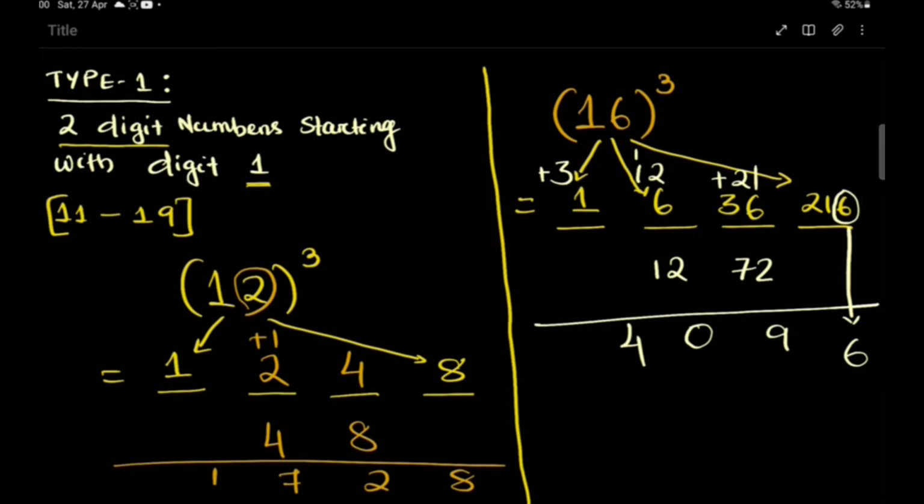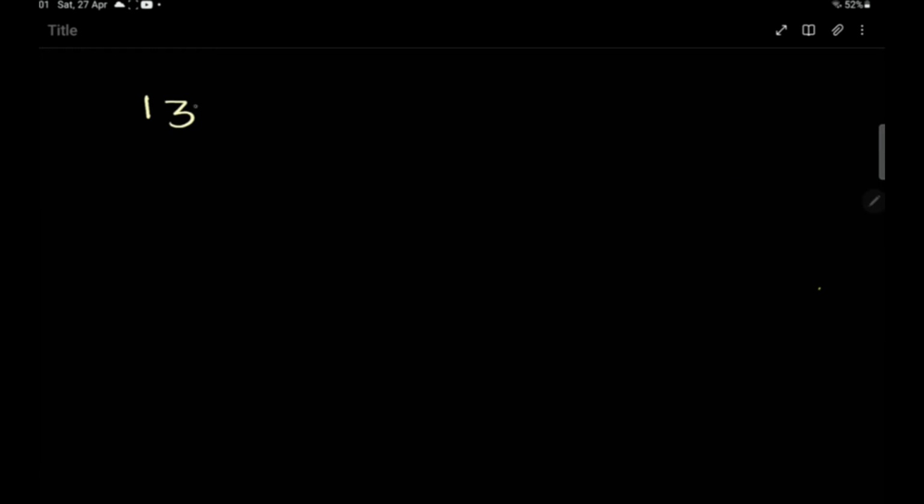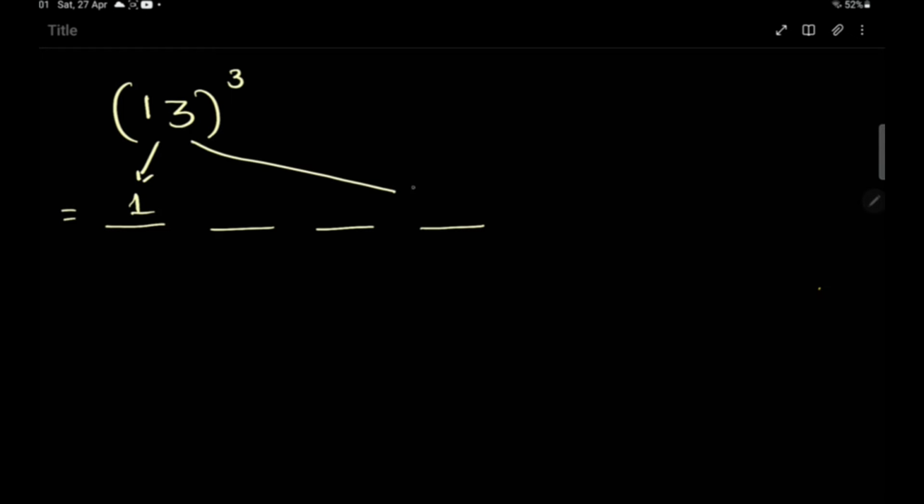I hope you understood this trick. Let us try to find the cube of another number, that is 13 cube. We can write the answer like this. As you know, 1 cube is 1, 3 cube is 27. We have to write this digit here, and 3 square is 9. Now we need to double this number, that is 3 into 2 is 6 and 9 into 2 is 18.